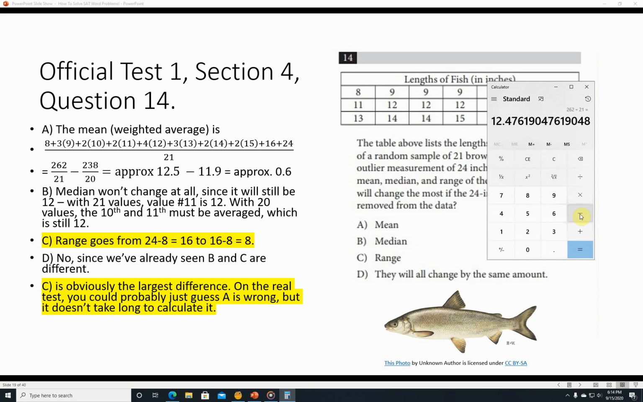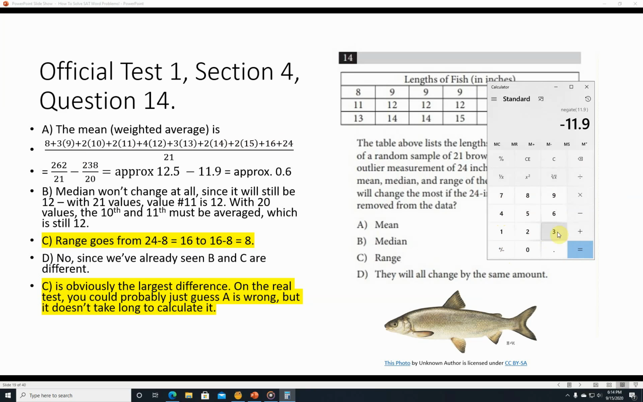Then what we'll do is subtract that. We'll just add that to the memory, then clear it out, and do the same thing. We do 262 minus 24. So we're taking out the outlier, and then we're going to divide that by 20, because now we only have 20 values, not 21. 11.9.